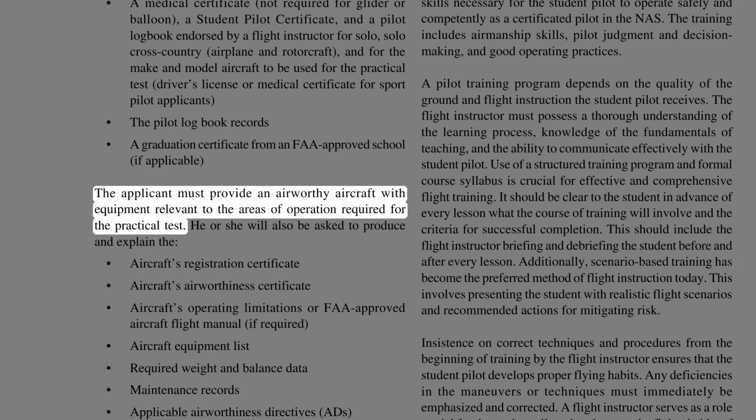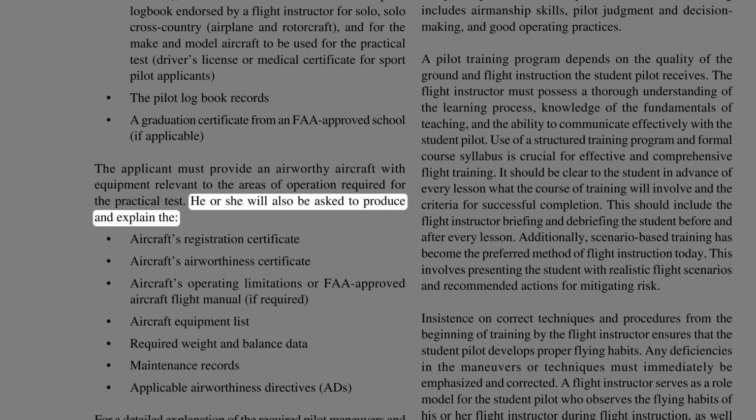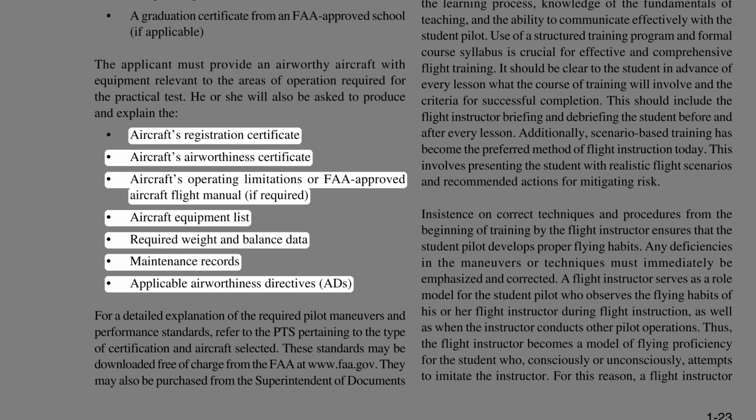The applicant must provide an airworthy aircraft with equipment relevant to the areas of operation required for the practical test. He or she will also be asked to produce and explain the aircraft's registration certificate, airworthiness certificate, operating limitations or FAA-approved aircraft flight manual if required, aircraft equipment list, required weight and balance data, maintenance records, and applicable airworthiness ADs.